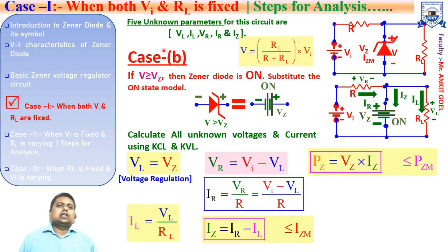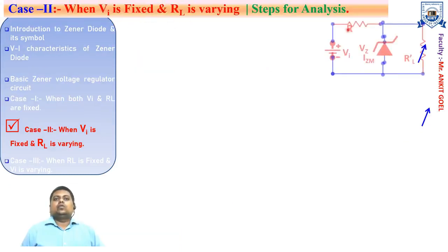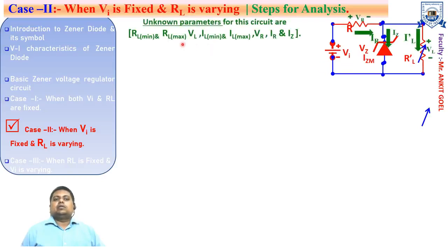Right. So let's discuss the second case, in which the input supply is fixed and the load is fluctuating. The unknown parameters for this case are the minimum and maximum value of the load resistance, the minimum and maximum value of the load current, the load voltage, the voltage and current across the series resistance, and the Zener current.